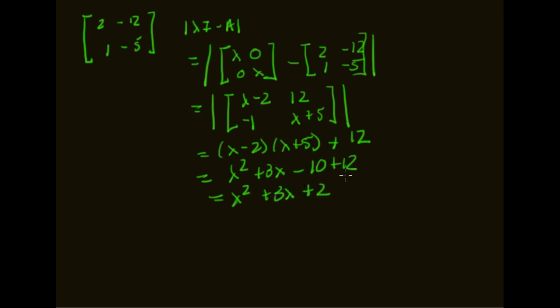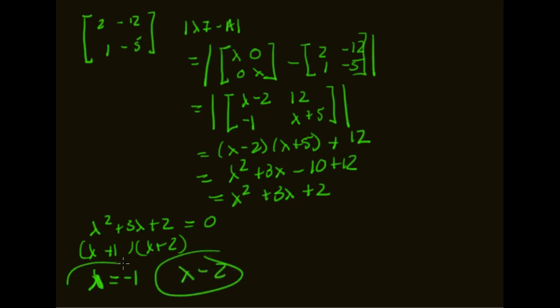So there is my characteristic polynomial. Now, if I set that characteristic polynomial equal to 0, which is what has to be true if lambda is an eigenvalue, then I get lambda plus 1 times lambda plus 2, which means my two possible eigenvalues are -1 and -2. I now have the eigenvalues that correspond to the matrix A.